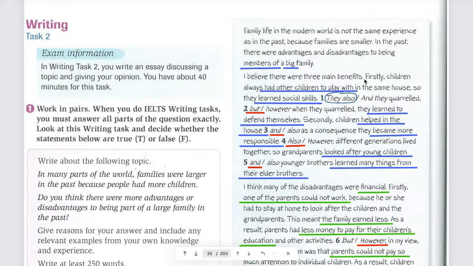For example, the first one, that is the introduction, easy. And the second one, even before reading the paragraph, they need to know exactly what you are about to write or say in that paragraph. So by reading the first sentence, I believe there were 3 main benefits, I understand, okay, if I keep reading this, I will see 3 main benefits. For example, firstly, children always something. And then secondly, something else. You see, 3 main benefits.